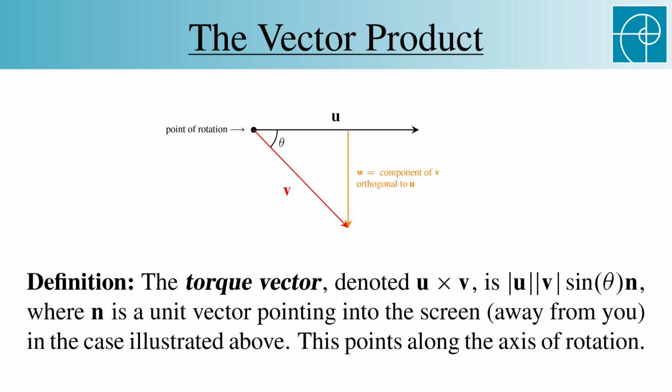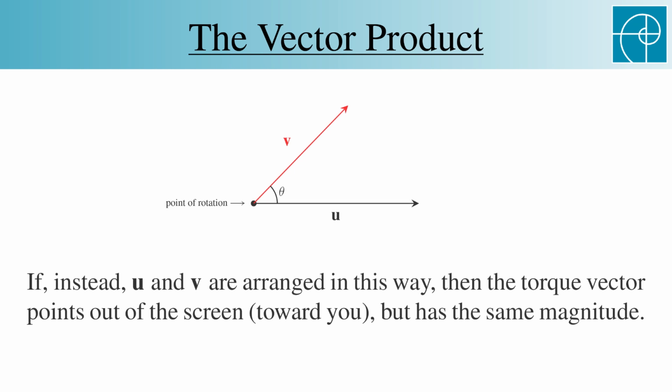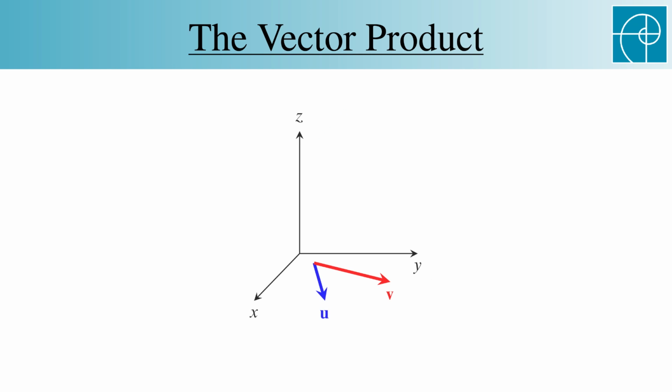More specifically, the torque vector, which we denote u cross v, is this vector, where n is a unit vector orthogonal to both u and v, such that when u and v are oriented like this, the torque vector points away from u. If instead u and v are arranged in this way, then the torque vector points toward u, but has the same magnitude as before. To help us see this, let's suppose that u and v lie in the xy plane as in this picture. Then u cross v points up. The order matters, so if we switch the order of the product, then the result points down.